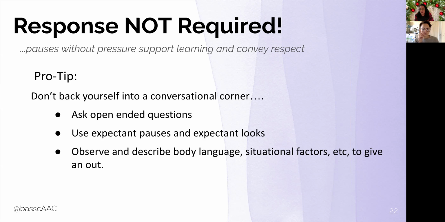Use those pauses with those expectant looks. So we've talked about this before, where you're looking, they know that you would like them to engage back with you as well. It's not that they have to have a certain answer or anything like that, but it's just that they know that it's their turn in the conversation if they would like to participate as well.